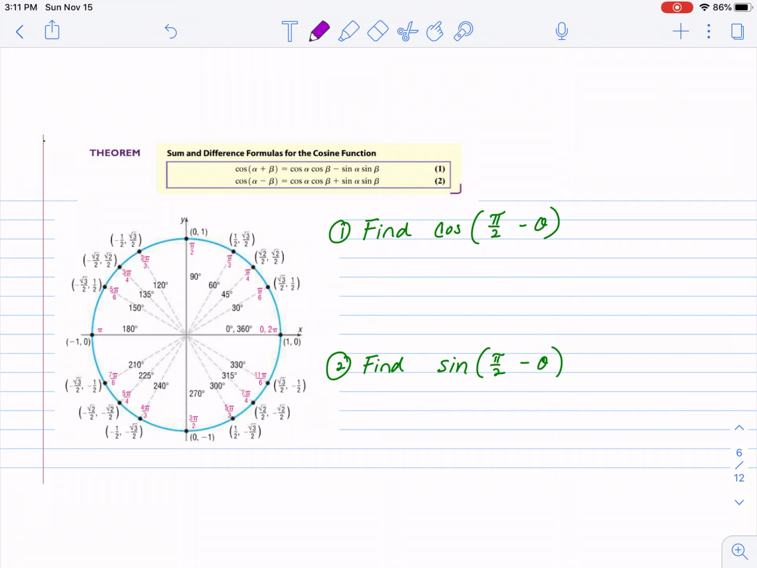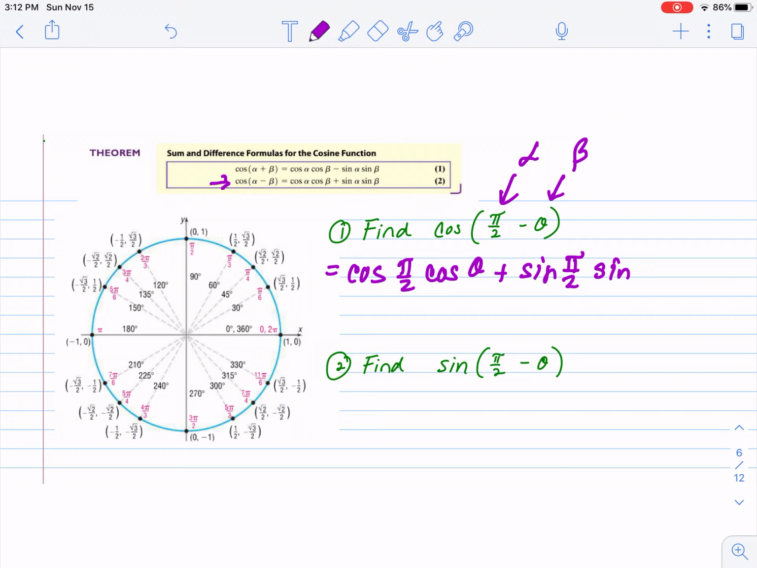If I wanted to find the cosine of pi over 2 minus theta, well, that's obviously the difference formula right here. So my alpha is pi over 2. My beta, in this case, is theta. All right, so this is going to equal the cosine of pi over 2 times the cosine of theta plus the sine of pi over 2 times the sine of theta.